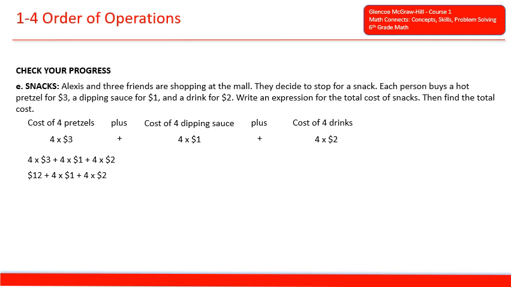So 4 times $3 is $12. Then we need to solve the next one left to right, which is 4 times $1. And we end up with $4, 12 plus $4. And then we have to solve the last multiplication before we can start adding. So we have 4 times $2, which is 8, so 12 plus $4 plus 8. So now we'll solve the addition from left to right. 12 plus 4 is 16, and then 16 plus 8 is 24.